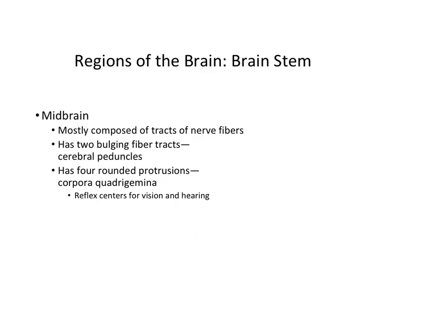The midbrain is mostly composed of tracts of nerve fibers, but it has 2 bulging fiber tracts, and those are called cerebral peduncles. It has 4 rounded protrusions also, and those are called the corpora quadrigemina. And these are reflex sensors for vision and hearing. So if someone were to throw a basketball at your face, you'd probably blink, and that is a visual reflex that could be processed here.